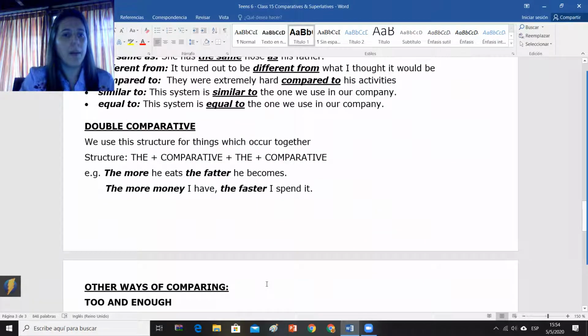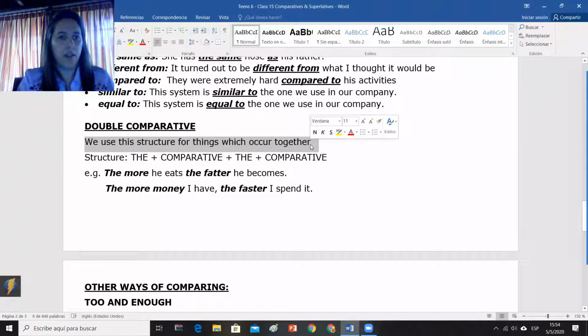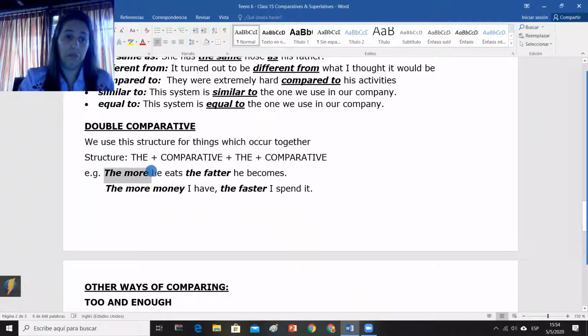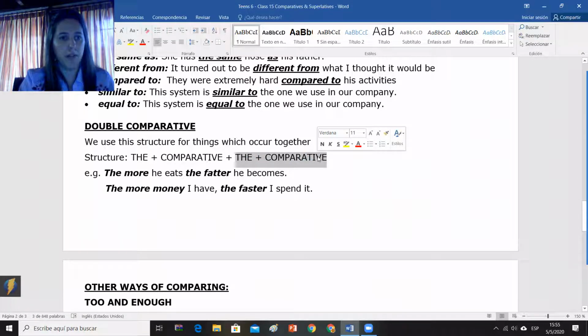Now, what about the double comparative? We use this structure for things which occur together. Yo siempre, cuando ustedes escriben, digo, cuanto más escriben, puede ser que cometan más errores. Entonces, ¿cómo hago esto? Diciendo, the more he eats, the fatter he becomes. Es decir, uso the plus a comparative, and then in the other part, the plus the second comparative.